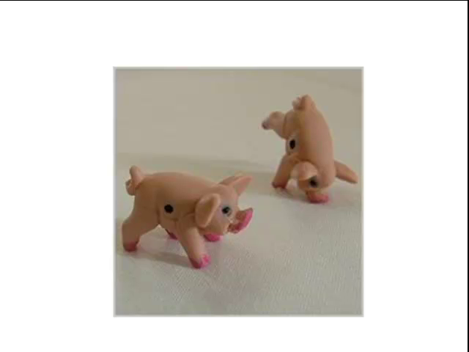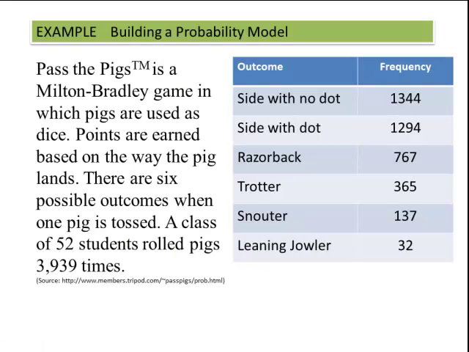Pass the Pigs is a well-known game where players use these little pigs as dice. There are 6 different outcomes, and we are going to estimate those probabilities by using the empirical method. So a class of 52 students rolled the pigs a total of 3,939 times and recorded the frequencies. So here are each of the outcomes and the corresponding frequencies.